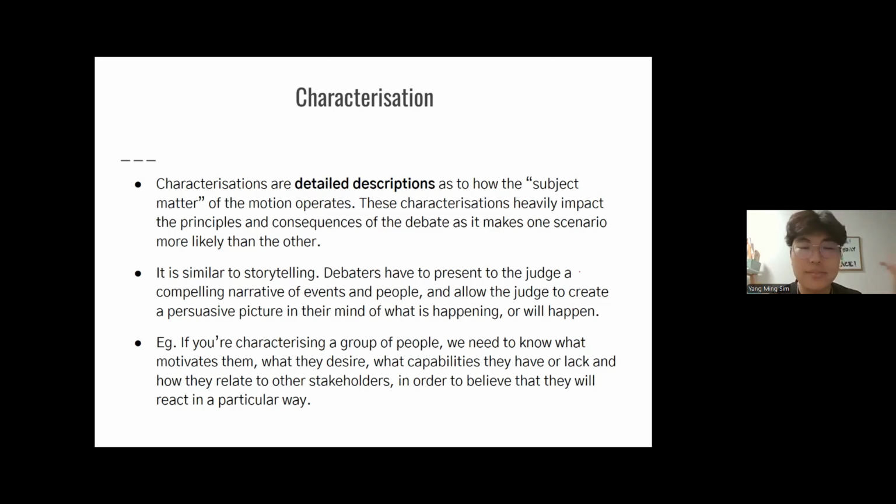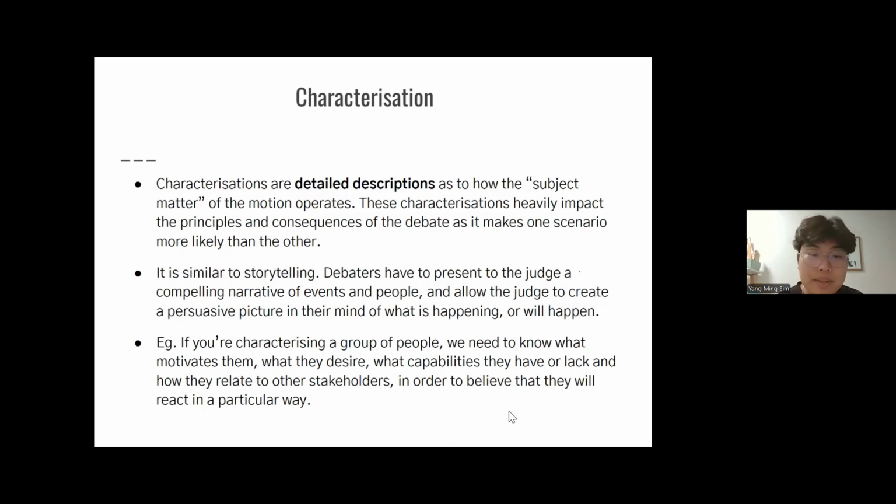Such as, if you're characterizing a group of people, we need to know what motivates them, what they desire, what capabilities they have or lack, how they relate to other stakeholders in order to believe that they will react in a particular way. This is just explaining, like, we want to describe certain people, like smokers. We need to explain what do smokers desire? Why do people smoke? What do they have or lack in relation to other stakeholders? Like, do they have self-control?